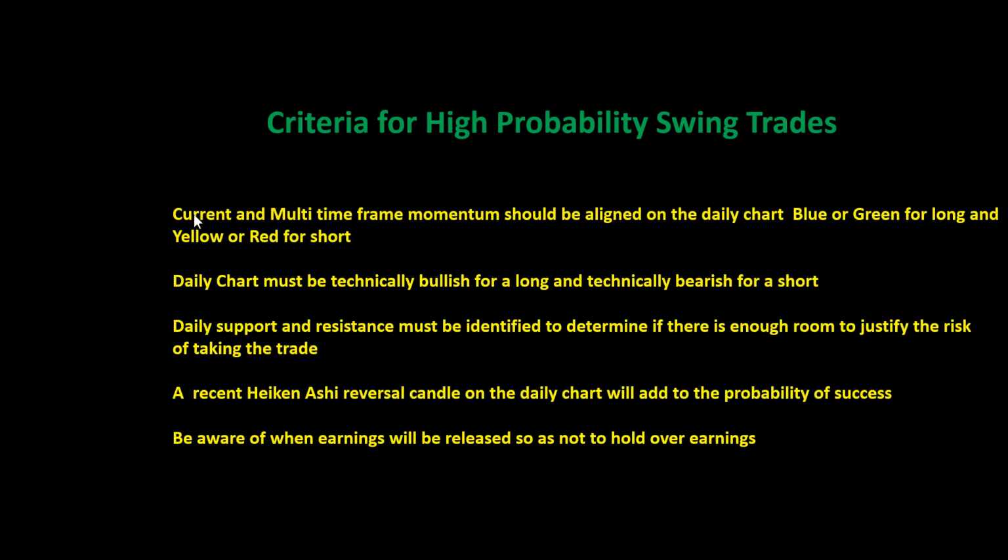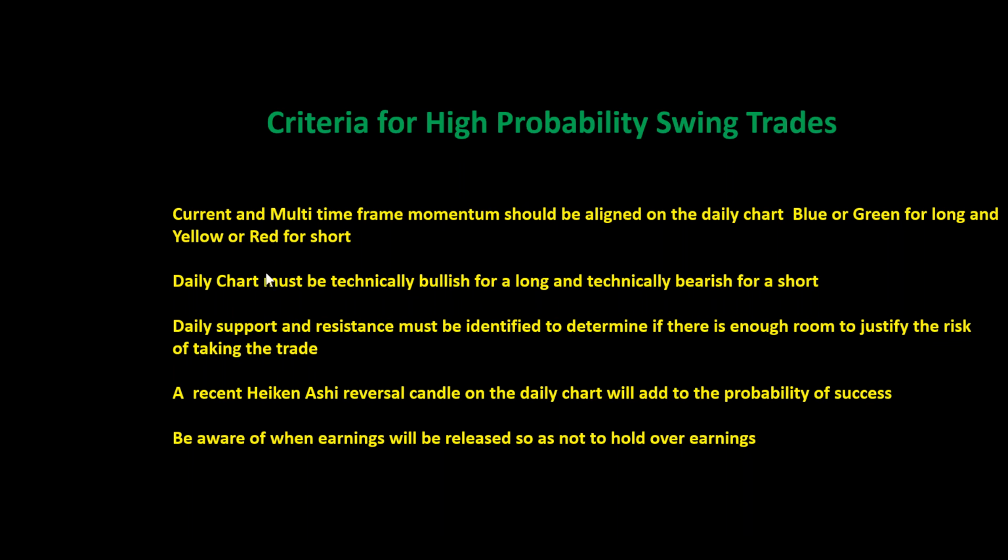With a swing trade, your current and multi-time frame momentum on the daily chart should be aligned. Right, on the daily chart should be blue or green for long and red or yellow for short. That's where you want to start from. If you like a stock long, you've got to have blue or green on the multi-time frame and current time frame momentum. You've got to know that the institutions are in there. That's how you identify it.